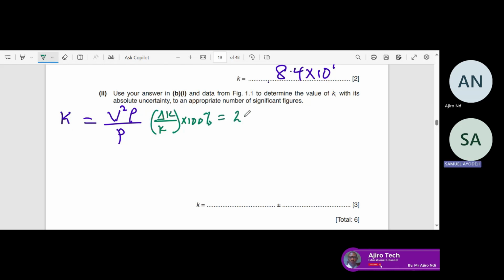Percentage is equal to 2 times the quantity in V over V.